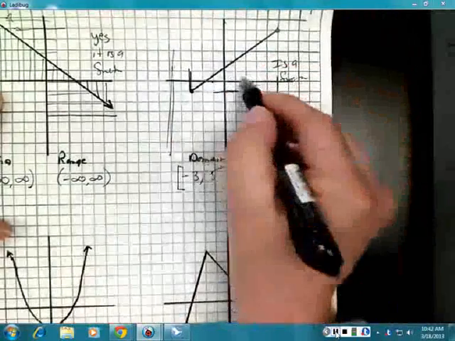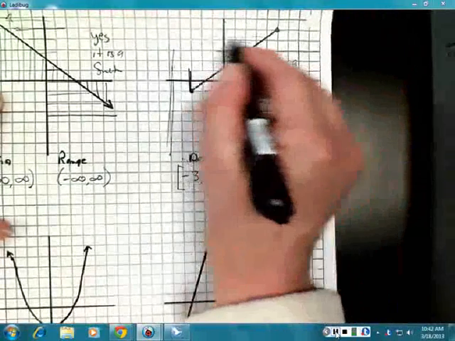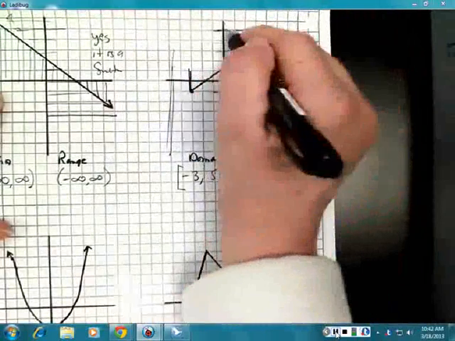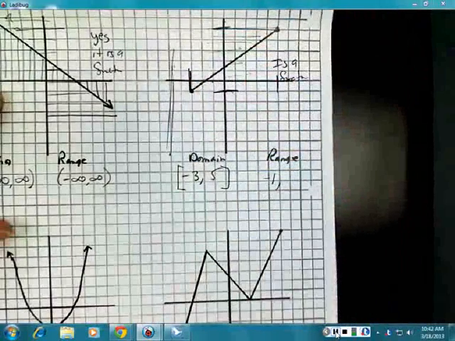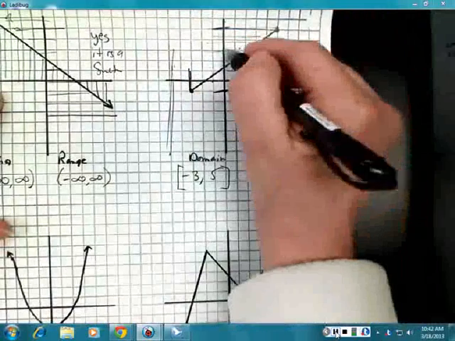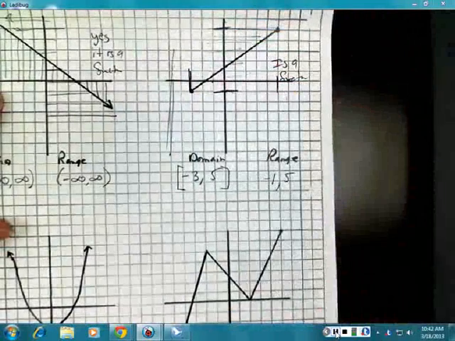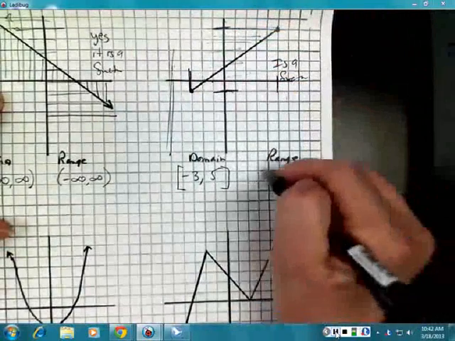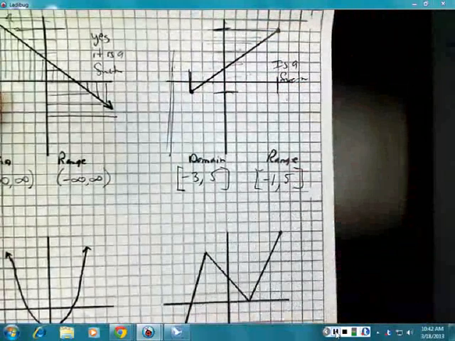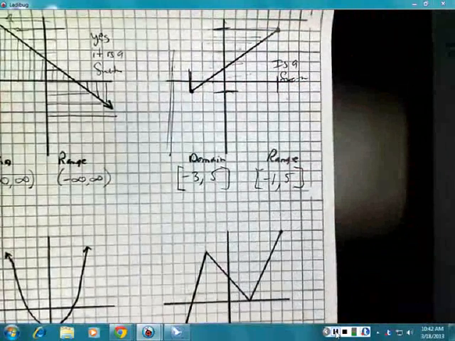And I keep going and going, hitting and hitting, and then I get here and I hit, but then I don't hit anything up here. So it stops right there at what? 1, 2, 3, 4, 5. And because they are included, because there's points or dots on them, I put brackets around those.